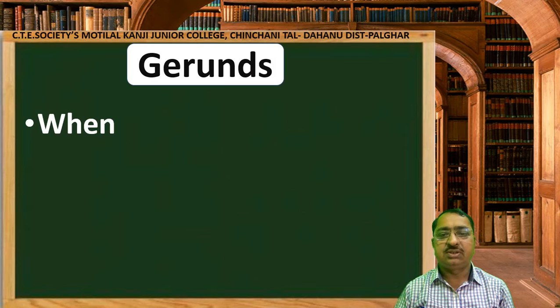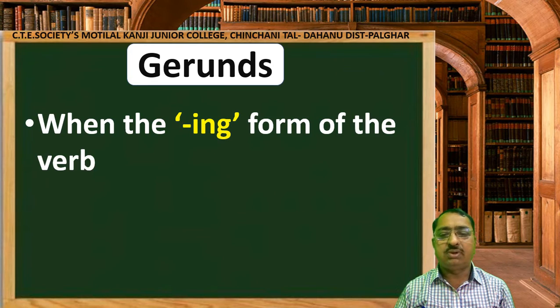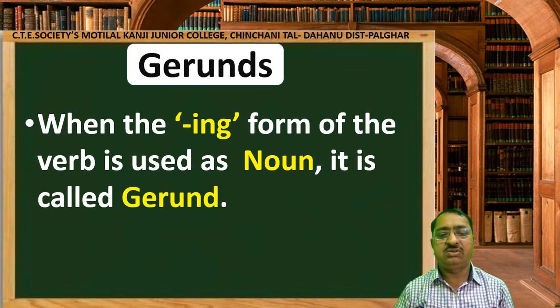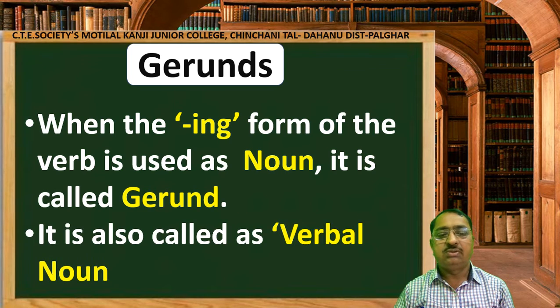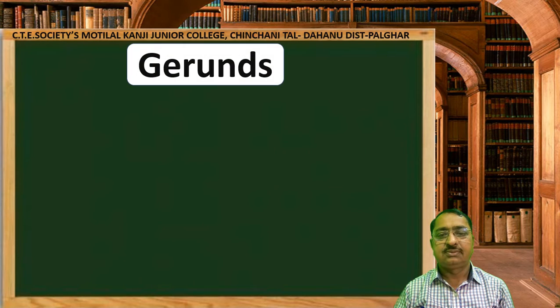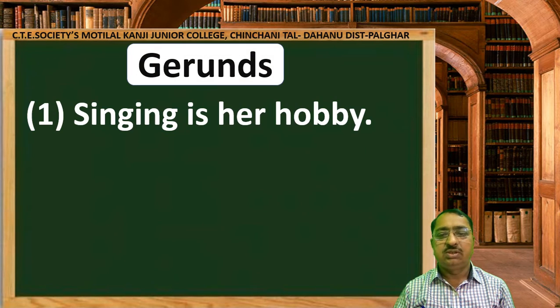Now gerunds. When the ing form of the verb is used as a noun, it is called gerund. It is also called verbal noun. Gerunds. Singing is her hobby.